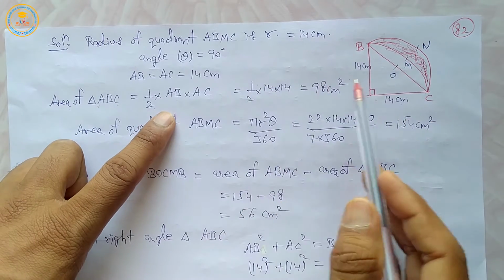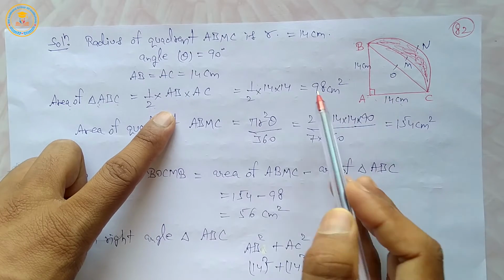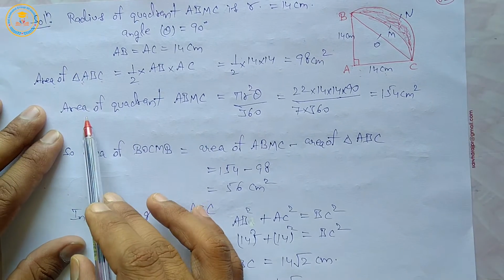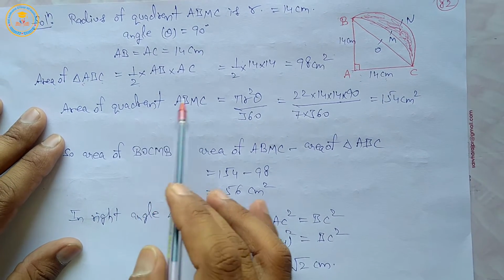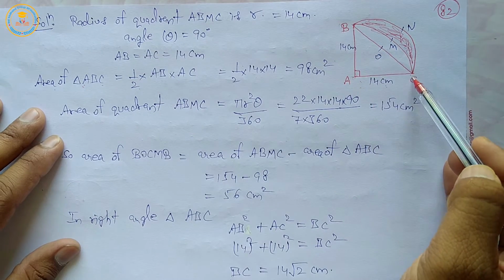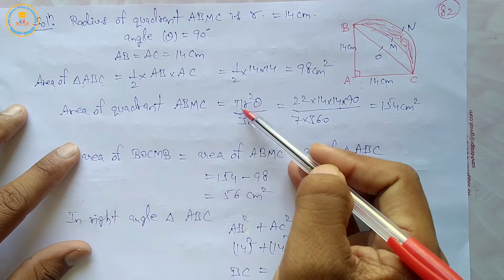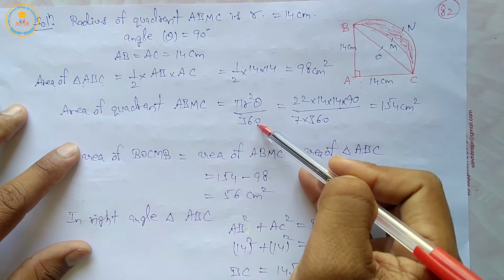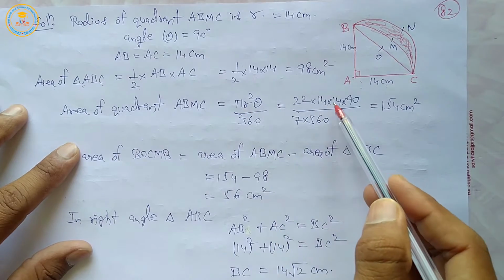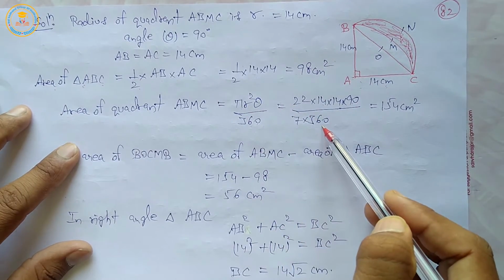Half of 14 into 14, therefore 98 centimeter square area. Now we calculate the area of the quadrant ABMC. Area of quadrant according to the identity is pi r square theta upon 360. Pi is 22 upon 7, r square is 14 into 14, theta is 90 degree divided by 360.